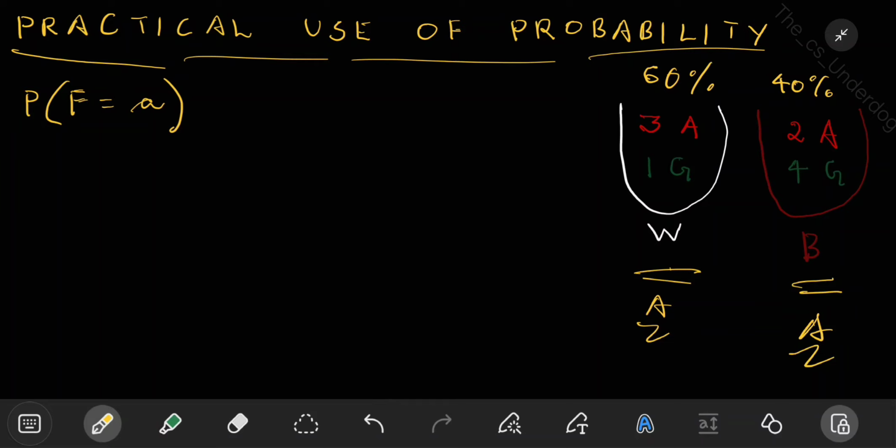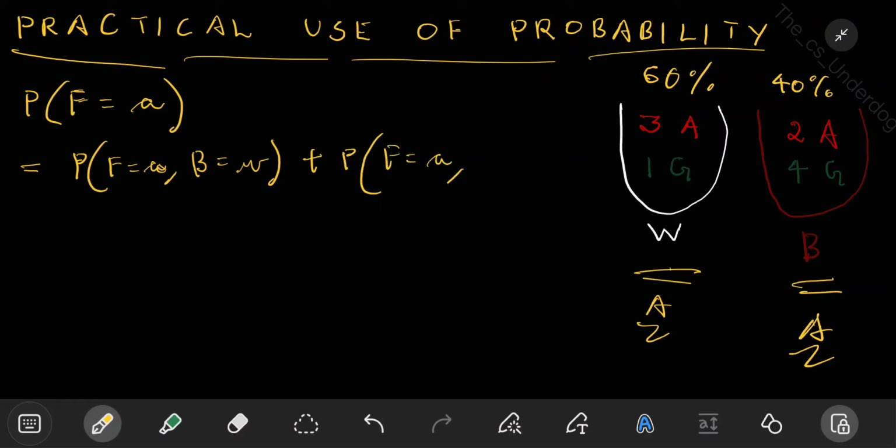So this can be written as probability of fruit equal to apple equals probability of fruit equal to apple and bag equal to white, plus probability of fruit equal to apple and bag equal to brown. Both these possibilities are there, right? It can be that you picked an apple from the white bag. It can also be possible that you picked an apple from the brown bag. Both these are possible.